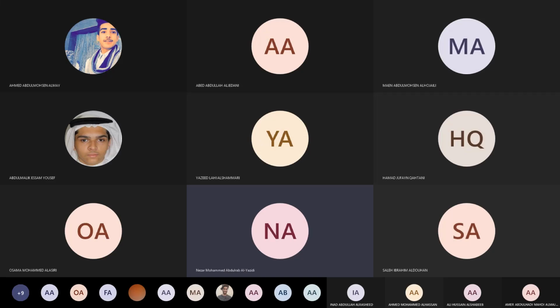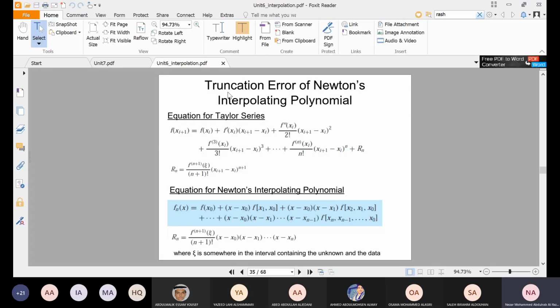To find the truncation error of the Newton interpolation polynomial, we might use the Taylor method. The Taylor series helps us to derive these errors, the truncation error of the Newton interpolation polynomial. If you want to take, for example, first order, second order, quadratic, or third order, we know how we can compute the error.